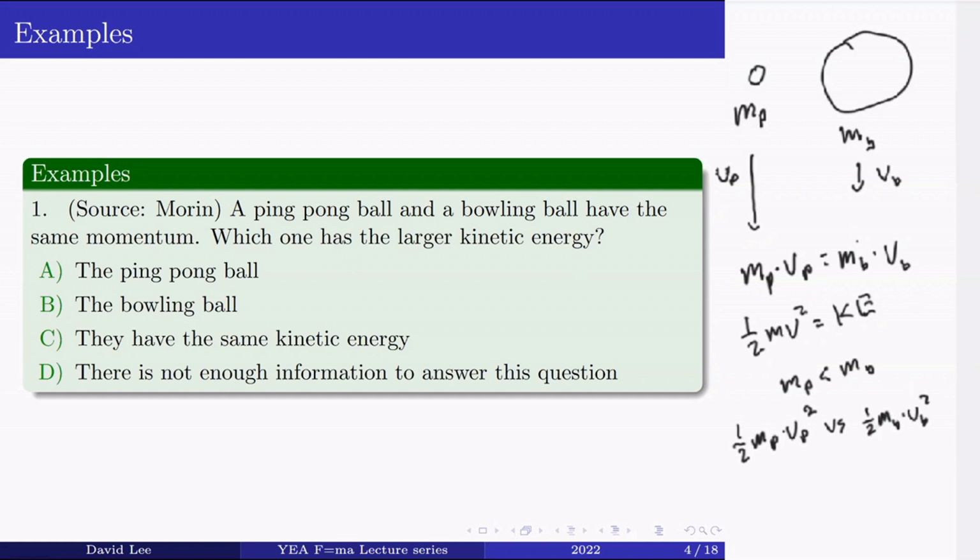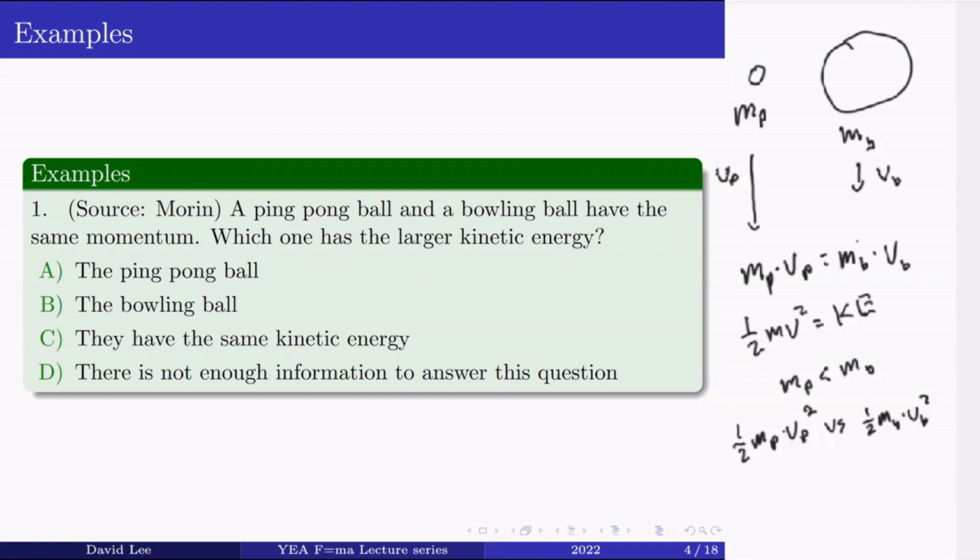What if momentum is relativistic? I actually don't think that changes the answer, because whatever has a higher v also has a higher gamma. But anyways, assuming these are normal ping pong balls and normal bowling balls.